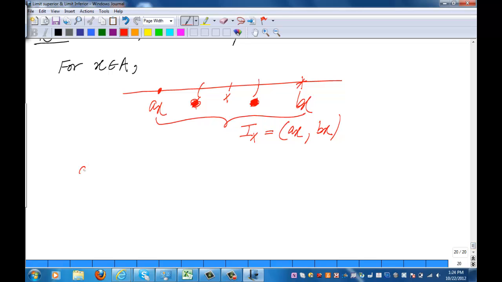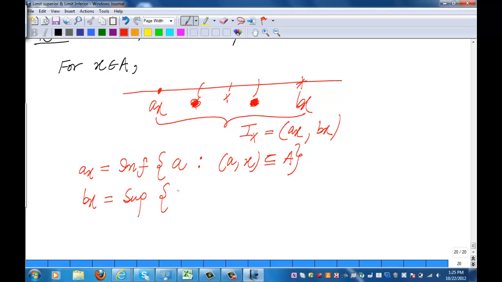Maybe I should write that down. ax is the infimum of all the numbers a such that the interval from a to x is entirely contained in A, and bx is the supremum of all the numbers b such that the interval from x to b is entirely contained in A. Is that making sense? Any questions on that?